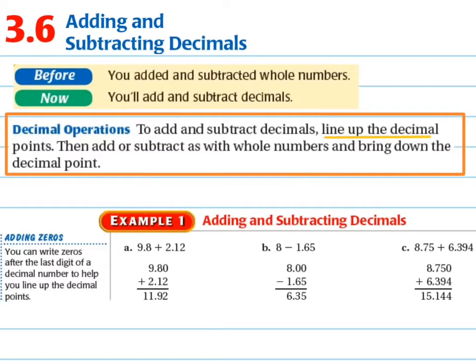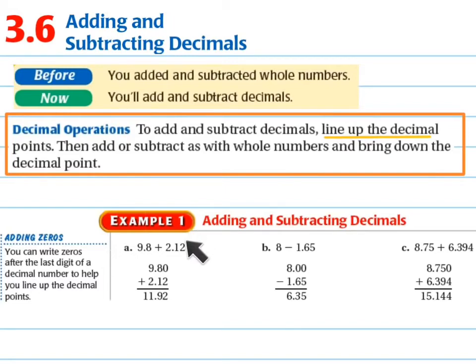So we'll kind of see that. And let's look at another key thing over here, down here in the bottom, adding zeros. You can write zeros after the last digit of a decimal number to help you line up the decimal points.